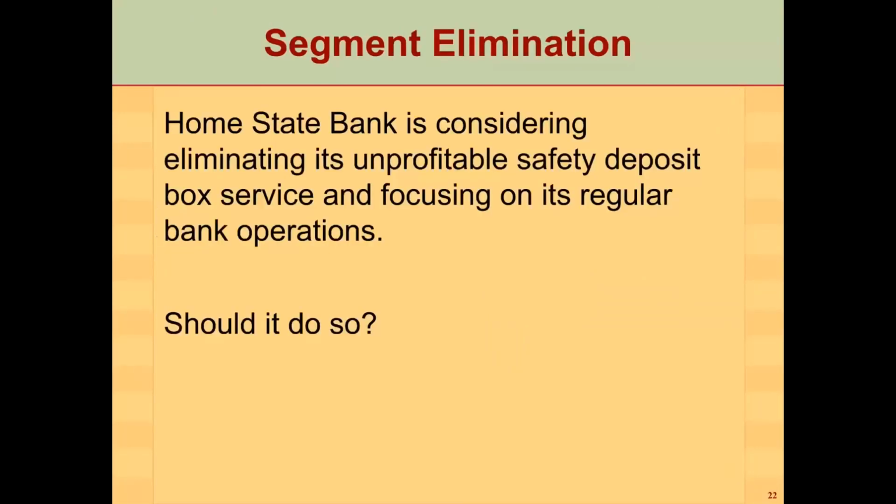Okay, as we wrap up the video, let's look at segment elimination and expansion. Let's take Home State Bank. They have 2 segments to their division here. They have the safety deposit box service and the regular bank operations. They've done the data. The safety deposit box is losing money. They're considering eliminating that service.